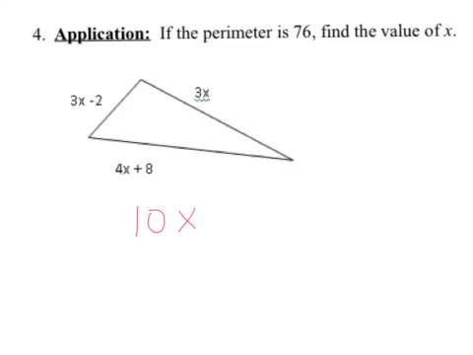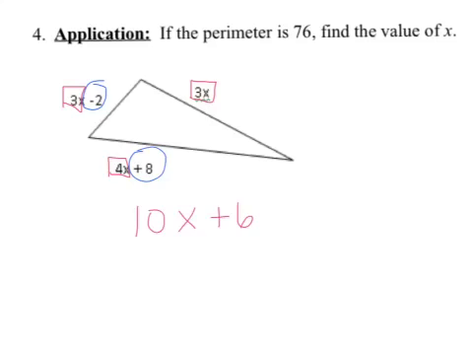Okay, so I've used all the x's, right? 3x, 4x, and 3x. Now I need to look at the constants. So I have a negative 2 plus 8. That's going to give me 6. So that's the perimeter in terms of variables and constants.